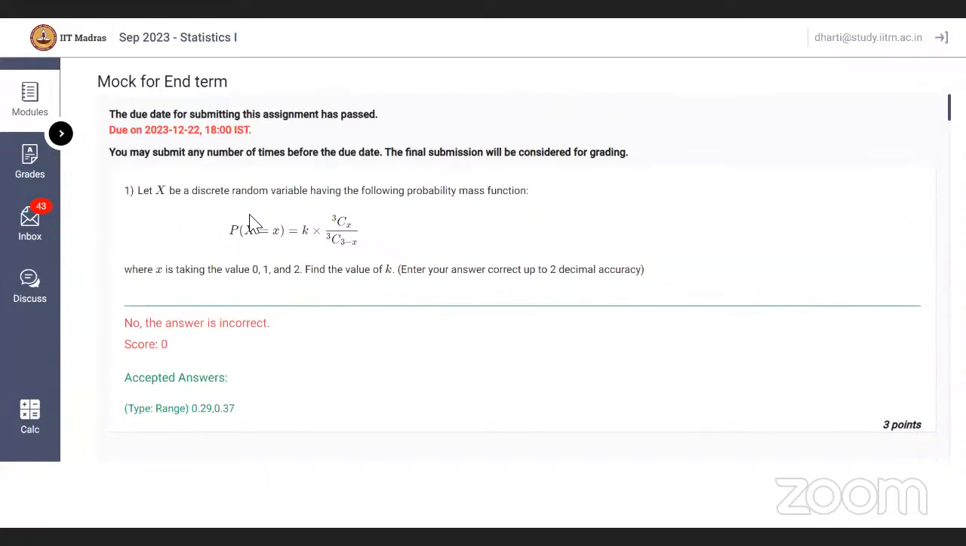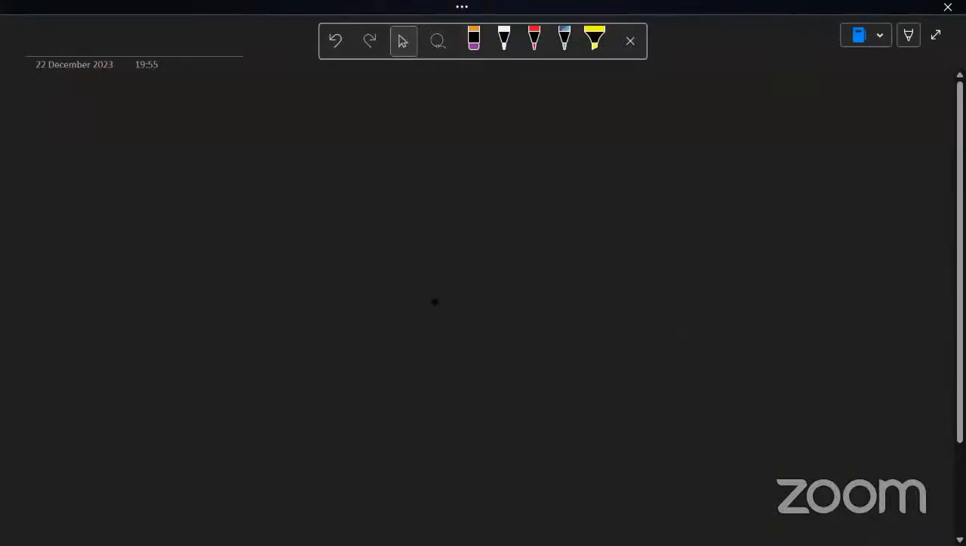Let X be a discrete random variable having the following probability mass function, where X is taking the values 0, 1, and 2. Find the value of K. So how will you start with it? First, the summation from 0 to 2 of k into 3Cx upon 3C(3 minus x) is equal to 1. Fine, so we will just sum it to 1.